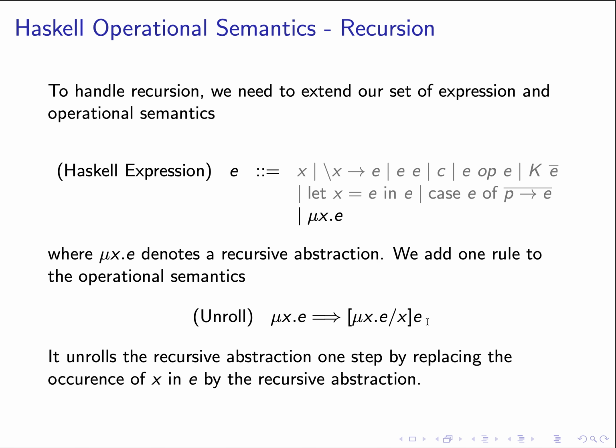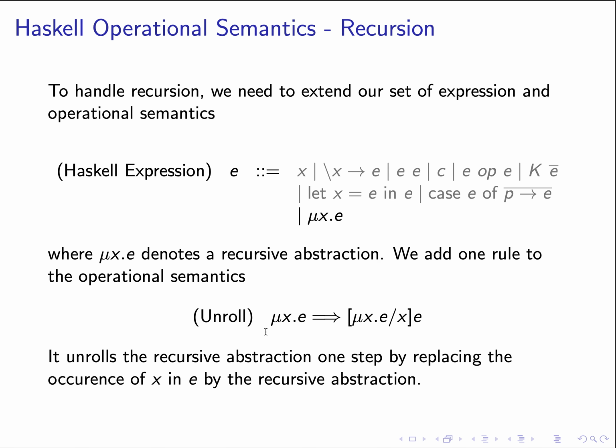We have observed in the earlier example that in the presence of recursive definition, we have a stuck evaluation. So in order to handle recursive definition, we need to introduce a notion of recursive expressions. In this case, denoted by μx.e, where e is another expression. So we need an additional rule to unroll this recursive expression, or recursive abstraction, as it is sometimes called.